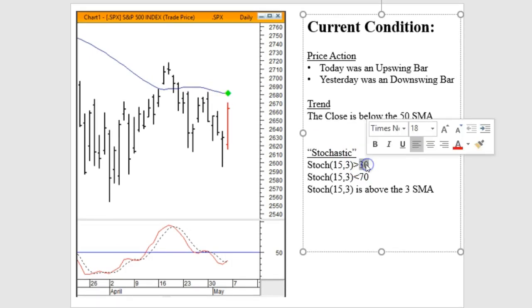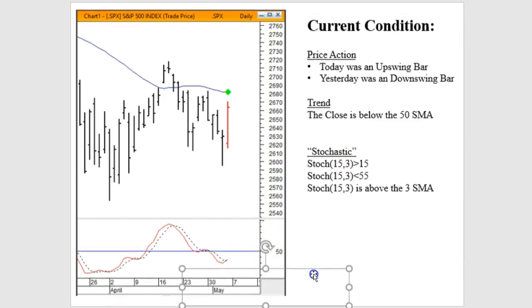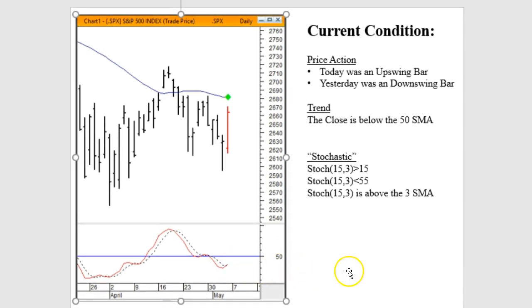And we are actually between 15 and 55. Okay, you can see here, we're right at about 36 right here. And we are above that moving average, the percent D. So this is the stochastic situation.